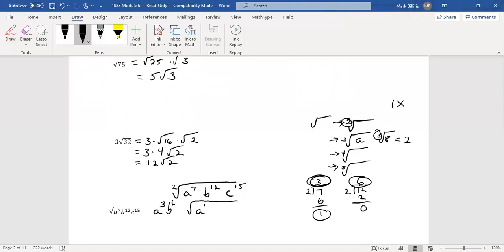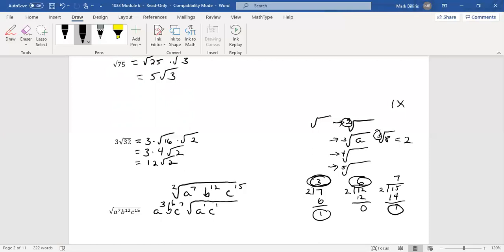Let's look at the next one, c. So we have 15 divided by 2. So 2 goes into 15 7 times with a remainder of 1. So that means we have 7 factors of c on the outside. Since we have a remainder, 1 c remains underneath the radical sign.